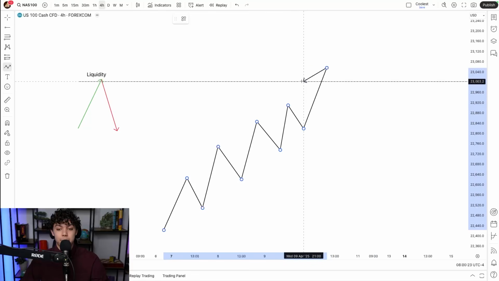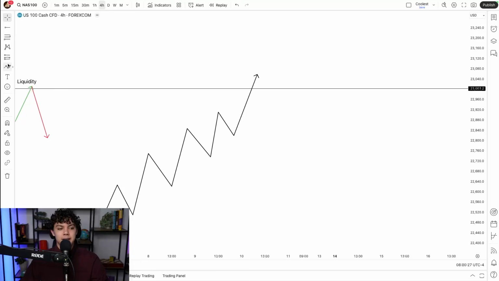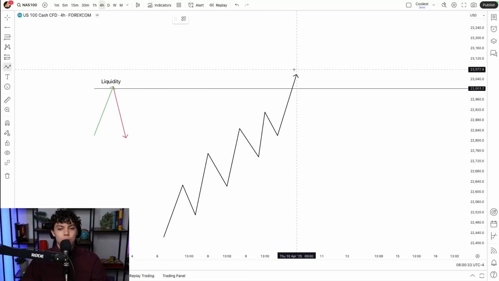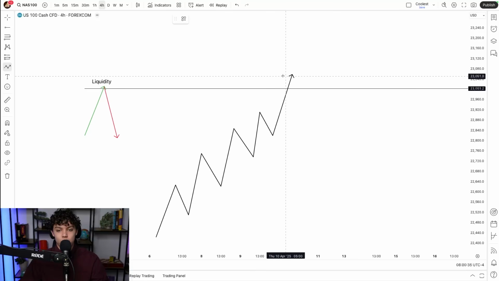You need to see the price sweeping the liquidity, and immediately after that, you're gonna go into the 1 minute time frame, right? This was, let's say, a 4 hour time frame liquidity. You're gonna go into the 1 minute time frame. So let's say now we're in the 1 minute time frame. You want to see a market structure shift.